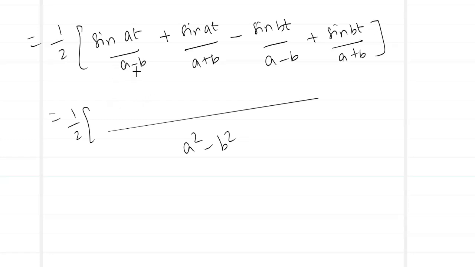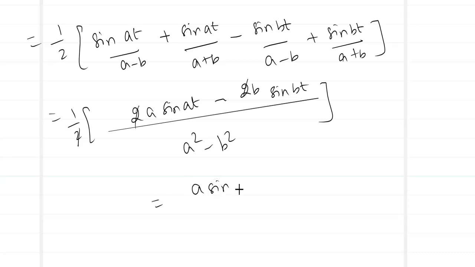So you will have to multiply with a plus b where a minus b is there, and multiply with a minus b where a plus b is there, and adjust. So you will have 2a sin at minus 2b sin bt. On adjusting, the 2 can be cancelled off, and this leaves you with a sin at minus b sin bt, divided by a square minus b square. Hence this completes the problem on convolution.